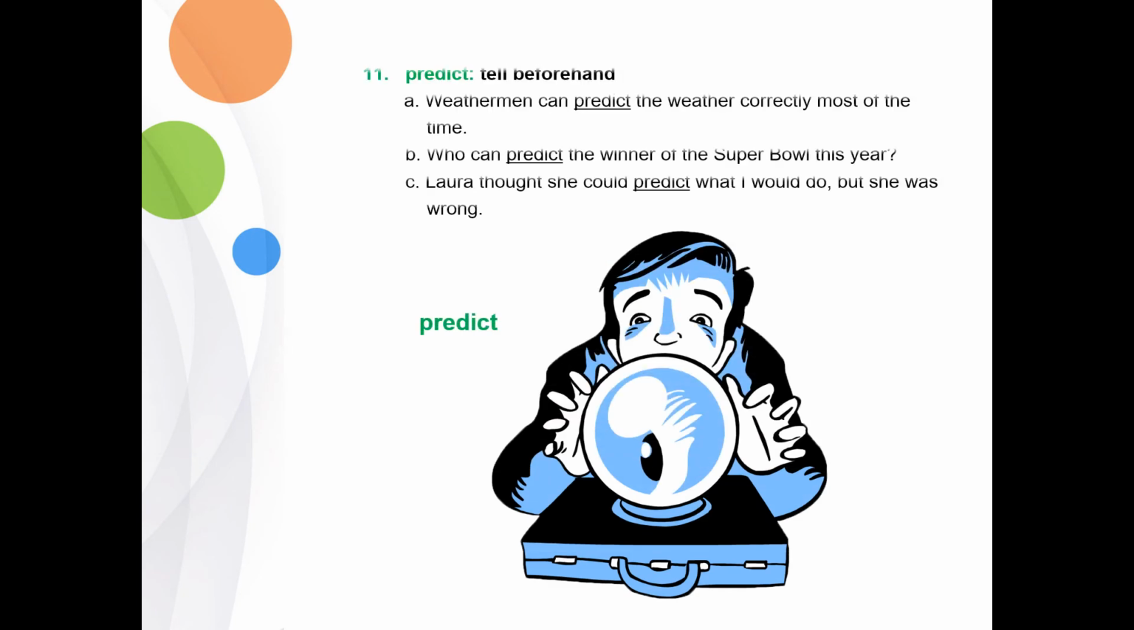Predict. Predict means tell beforehand. Examples: number 1. Weathermen can predict the weather correctly most of the time. Number 2. Who can predict the winner of the Super Bowl this year? Number 3. Laura thought she could predict what I would do, but she was wrong.